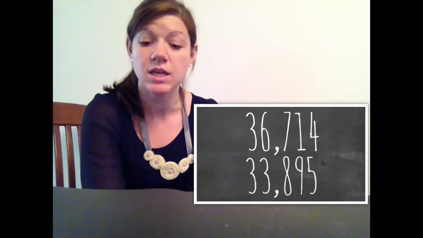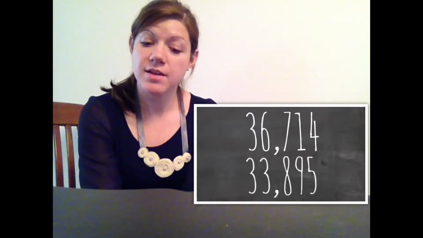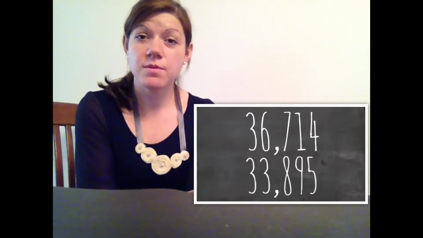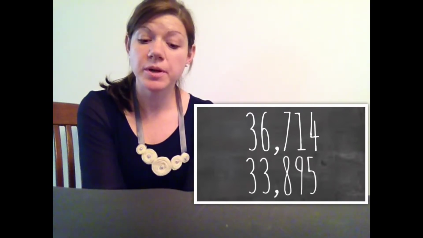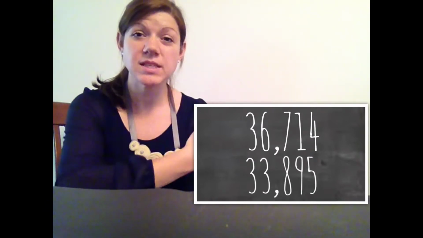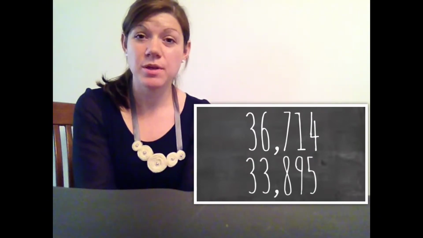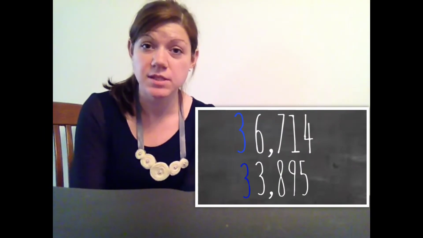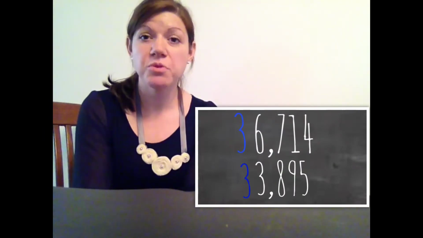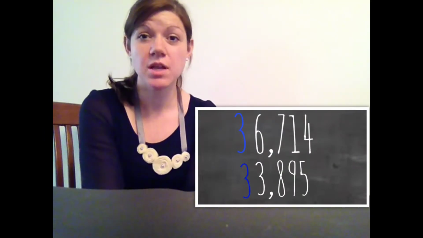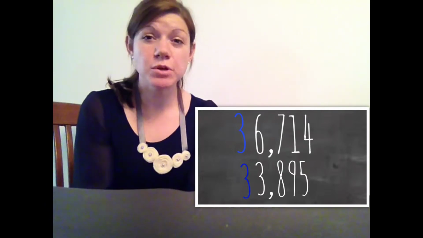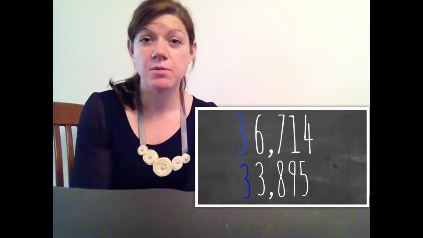So when you're looking at those, you line up the digits in order starting at the ones place. So let's say we have 36,714 and 33,895. We're going to start by moving left to right. So what we're going to look at first is our place that's the furthest to the left. In this case, it would be a 3 and a 3, both in the 10,000s place. Well, 3 and 3, those are equal to each other. So far we don't have enough information to determine which number is greater.